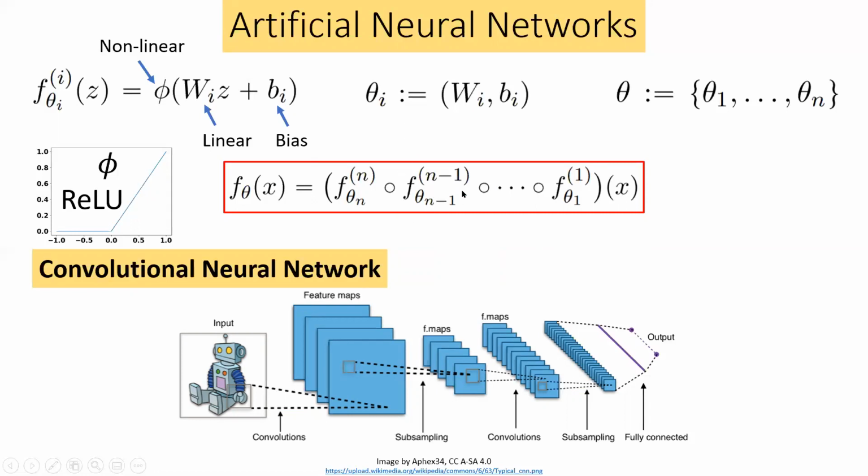The parameters of each layer are given by theta i, and the parameters of the entire network are in theta. In conventional image learning examples, the most common approach is to use convolutions on small patches as this linear function.